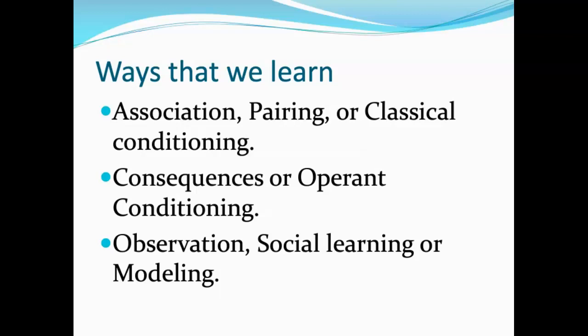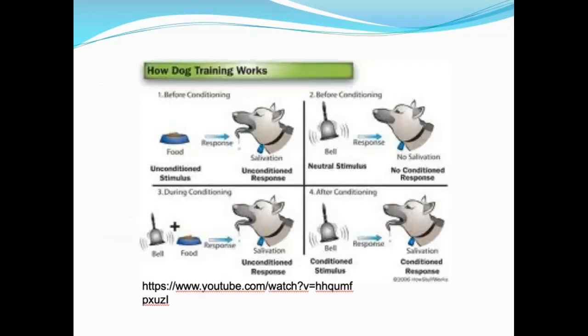And finally, we learn through modeling, observation, watching others do things. We can also call this social learning. And we'll talk about that one last. Then we'll talk about the concept of learned helplessness, and that will round out our topic. So we're going to start by talking about associative learning, or pairing, or classical conditioning.